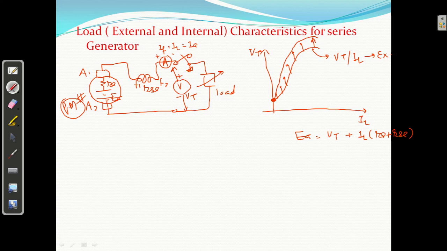This characteristic, this is the drop. Which drop is this? IL or IA, RA plus RSC. This is the drop. So if you add VT plus this, you will get EA. So this is EA versus IA. It is called internal characteristic, right? So this is external characteristic. This is internal characteristic. You will get.